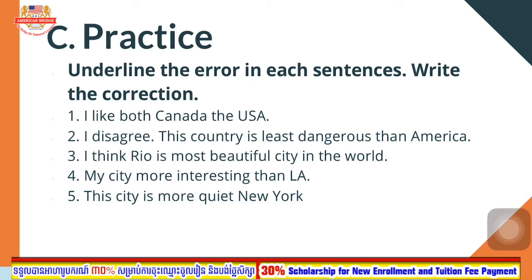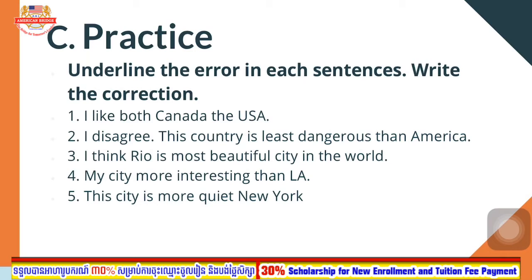So number two, I disagree. This country is at least dangerous than America. So the problem is that. Okay, look at the sentence. This country is least dangerous than America. So look at the verb, to be is. Okay, students. So you will know this is used for superlative or comparative. We use than over here, after the adjective, so over here should be comparative. So we have to change least to less. Okay, change least to less.